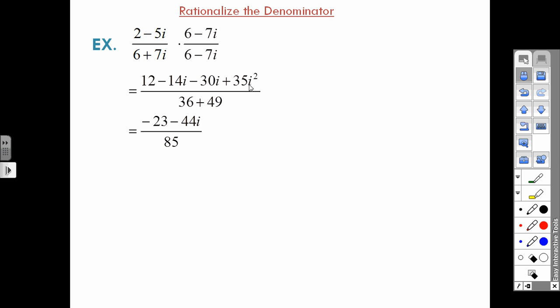Remember, this i squared is a negative, so this becomes negative 35 that you're adding to a positive 12 to get negative 23, and then you combine these together. And that's it. That's as far as you can go. But now it's been rationalized.